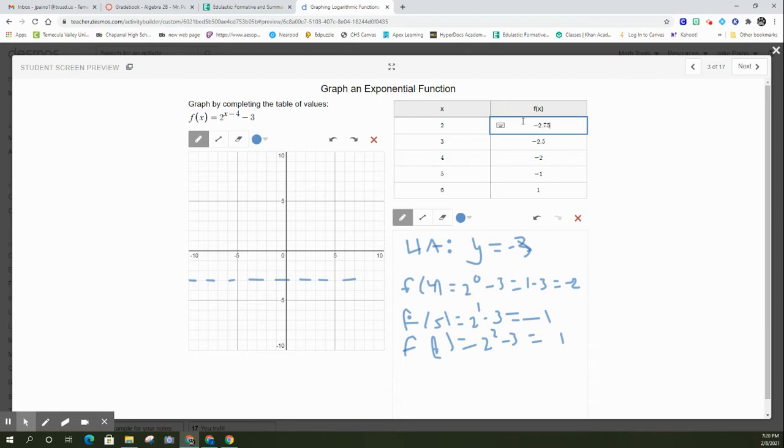And so those are unnecessary points. Okay, we want to know at 4 is negative 2, at 5 it's negative 1, and at 6 it's 1. Okay, so it's going to hug the asymptote, and then it's going to start to grow. All right, we would know that the domain is all real numbers, and the range is everything greater than negative 3. All right, so we learned how to do that. And so we know how to graph exponentials.